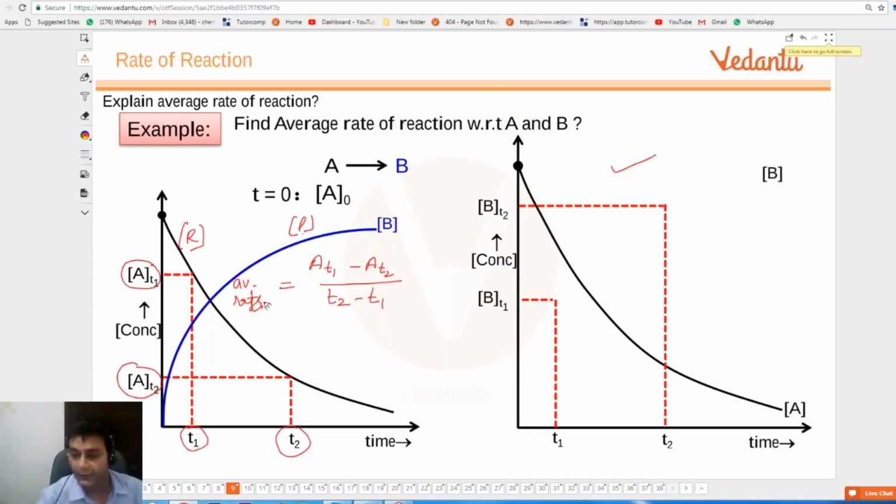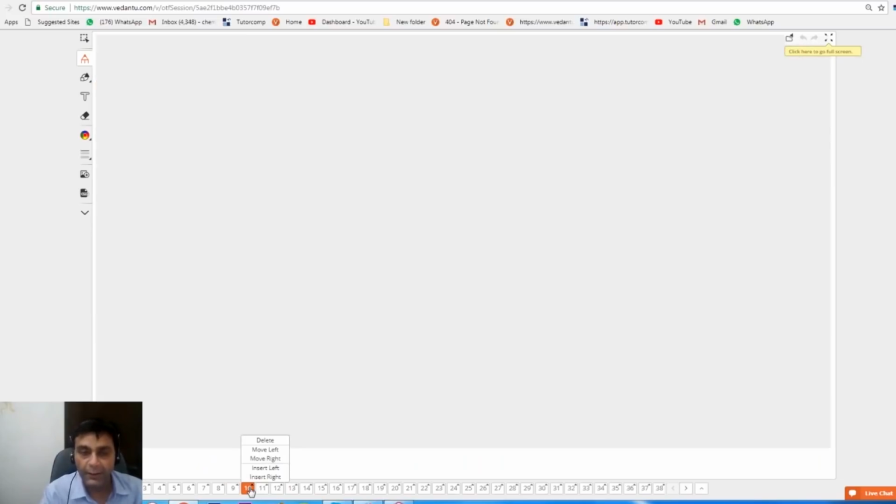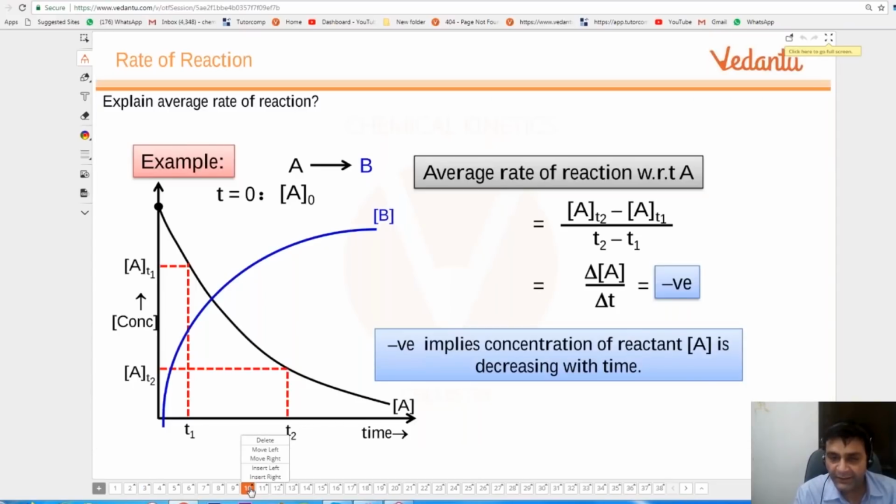Right? Okay. All of you getting me? Good. And now, the same thing I have given here. Now, you can see A at t2 is the final concentration minus initial concentration. This will come out to be negative. You know that A at t2 is a smaller value as compared to A at t1. This is a negative value.